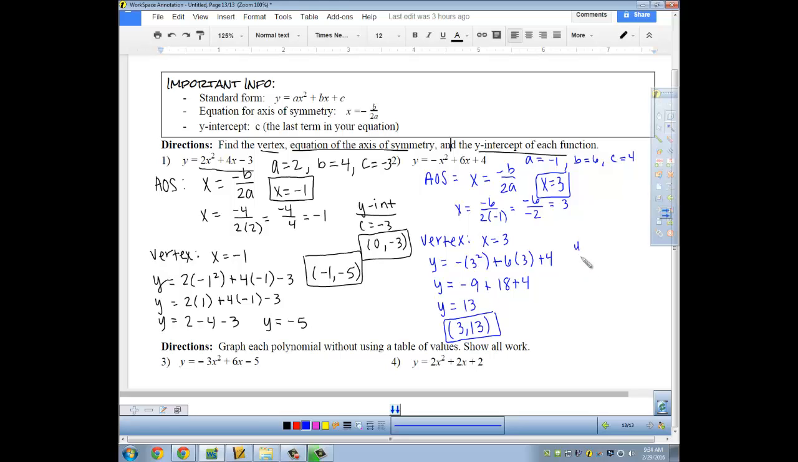And then last, the y-intercept. So c was 4, so my y-intercept is (0, 4).